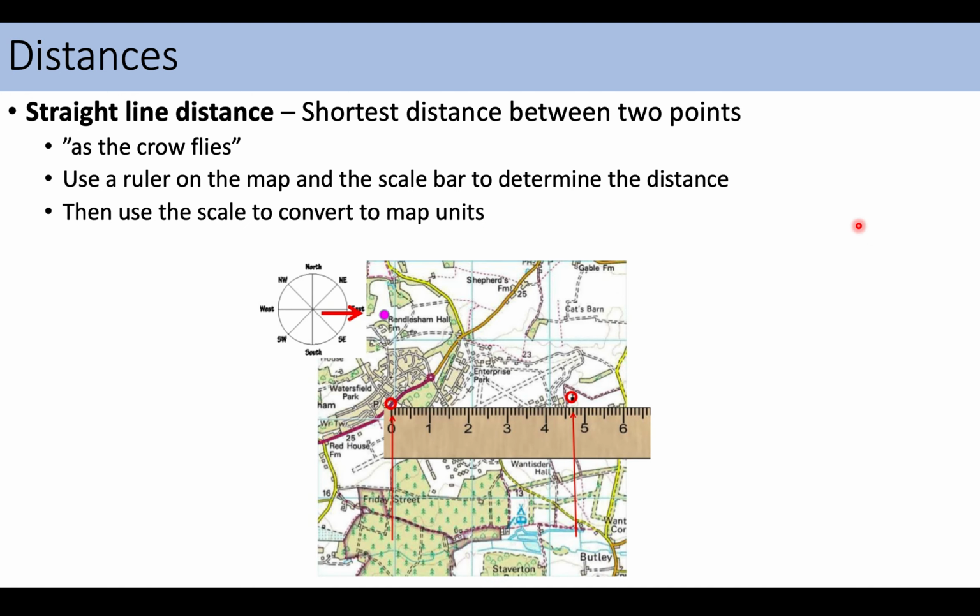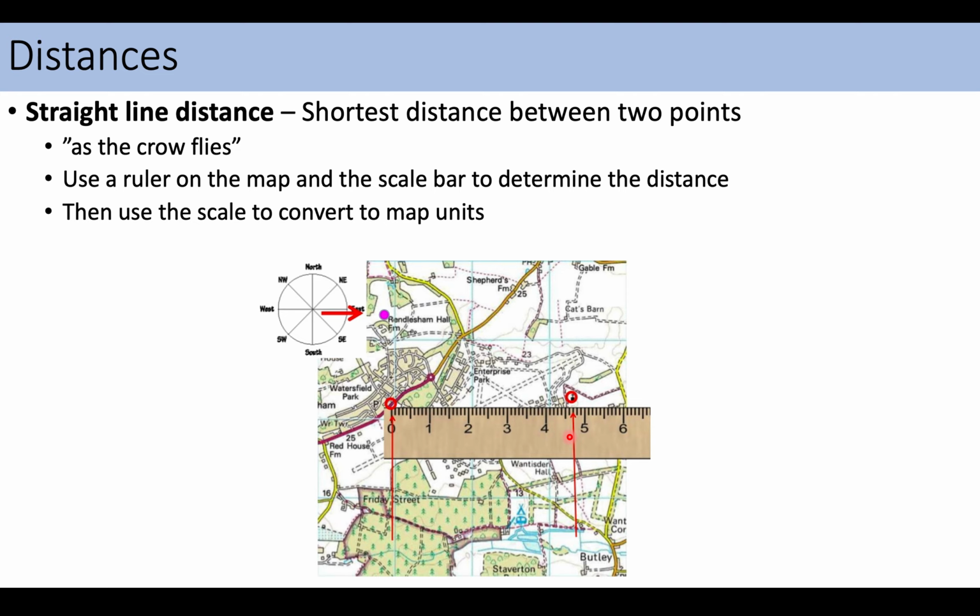When you use the scale bar, the graphic, you have to measure the distance between the two points and then convert that using the scale bar. So you can make a mark on your ruler. Let's say we're looking at point 1 to point 2. Then you can use this distance to convert using the scale bar to see how many kilometers that actually is on the ground.